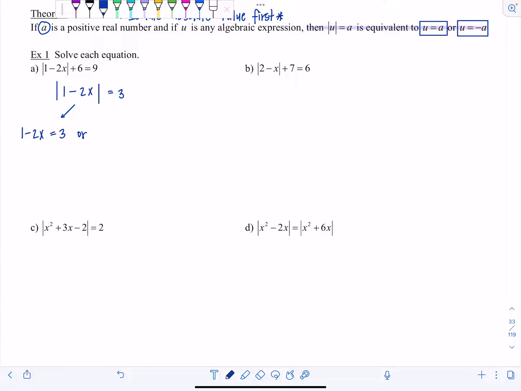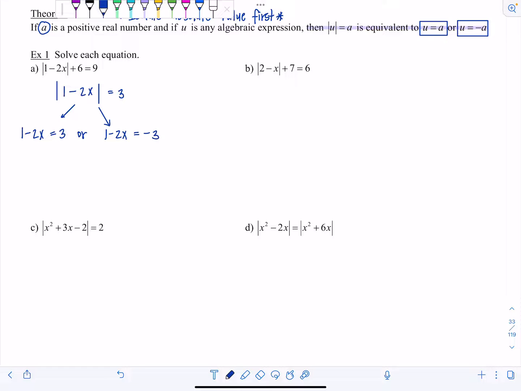Then put the word or. Now your other equation, again, don't touch what's inside the absolute value. Never, never. 1 minus 2x, this is going to equal negative 3. And then from here on out, you should be pretty comfortable. You're just going to solve each of these equations, and we're going to end up with two different solutions.